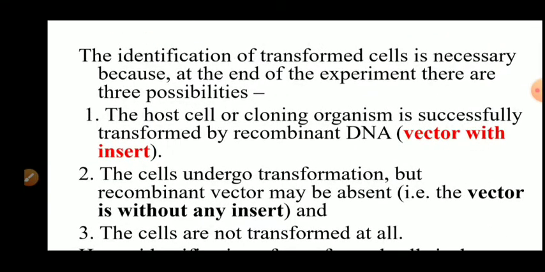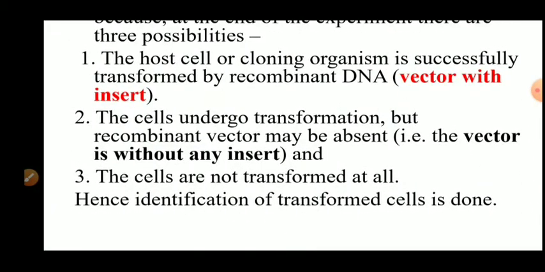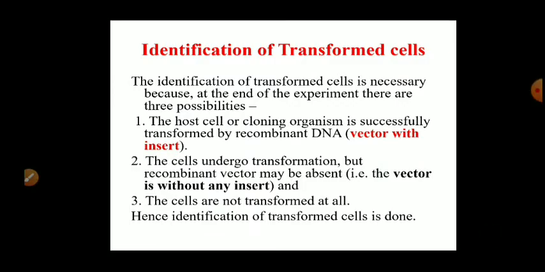The identification of transformed cells is necessary because at the end of the experiment there are three possibilities. The host cell or cloning organism is successfully transformed by recombinant DNA vector with insert. These cells we want. In the second type, the cloning organism has undergone transformation but the recombinant vector is absent. The vector is without any insert. Such cells are not wanted, not desirable. The third type of cells are not transformed at all. Hence identification of transformed cells is done because we want only the first type.